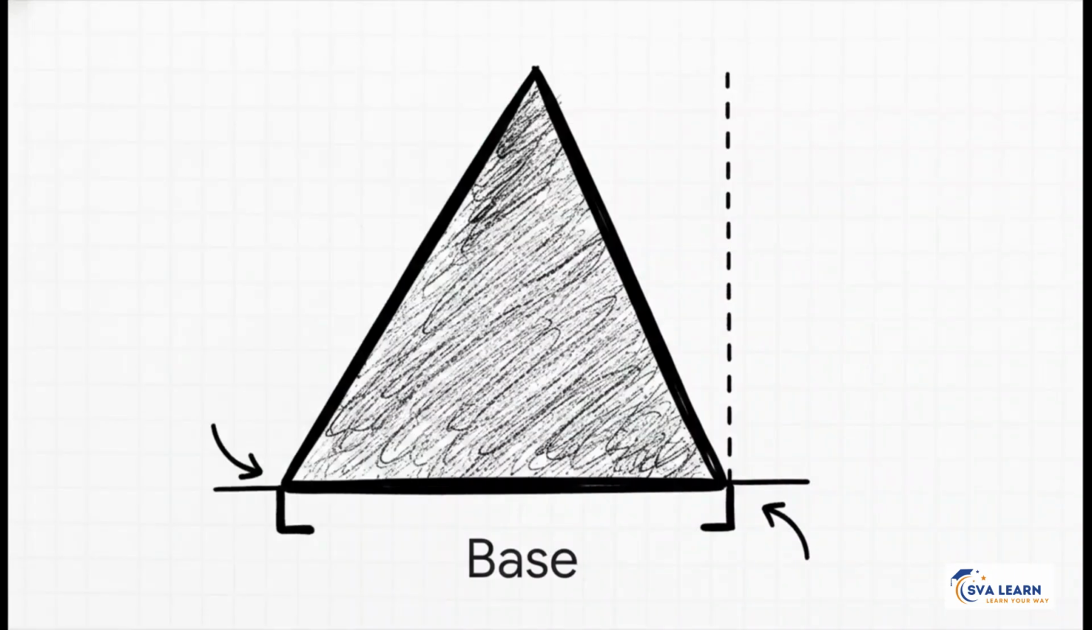Whew, the hard work is basically done. We've deduced our base is 21 root 3, and our height is 21/2. We just plug these into the classic area of a triangle formula, 1/2 times base times height. That's 1/2 times 21 root 3 times 21/2. Multiplying the numerators and denominators gives us a final triangle area of 441 root 3/4.